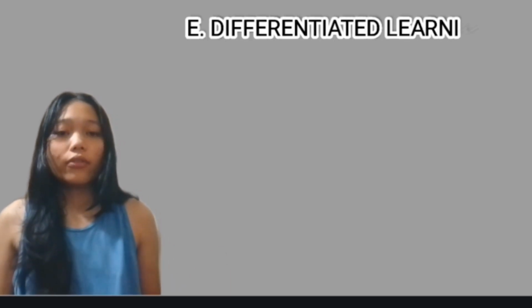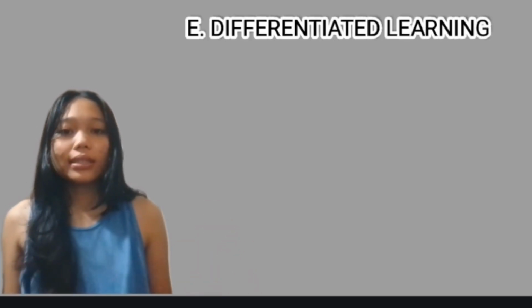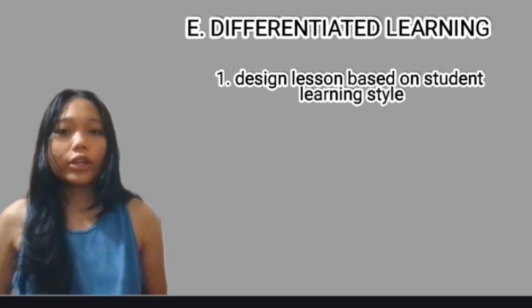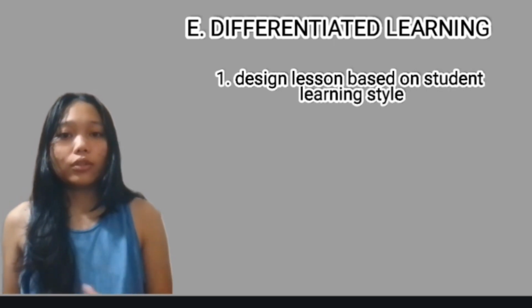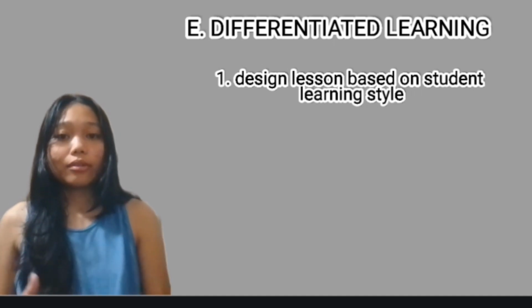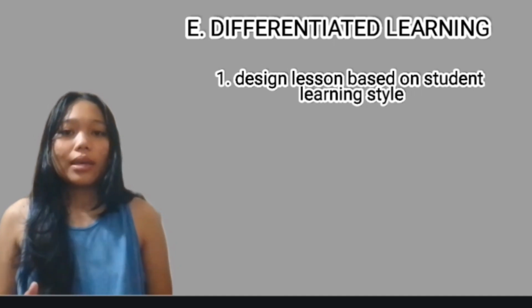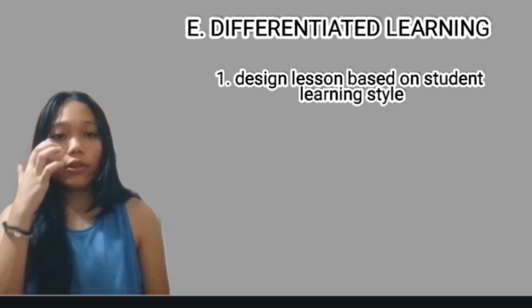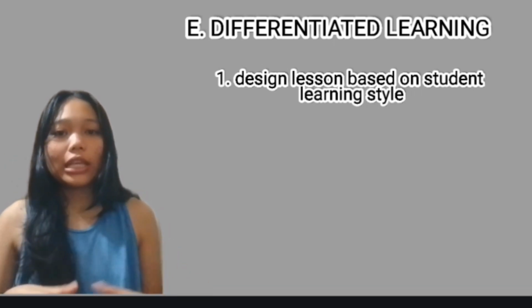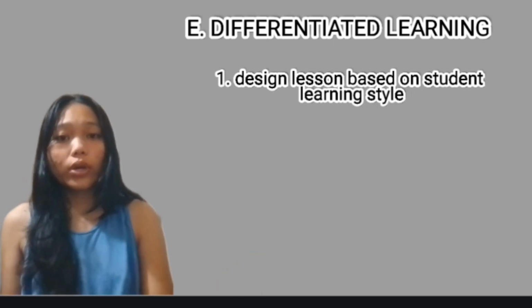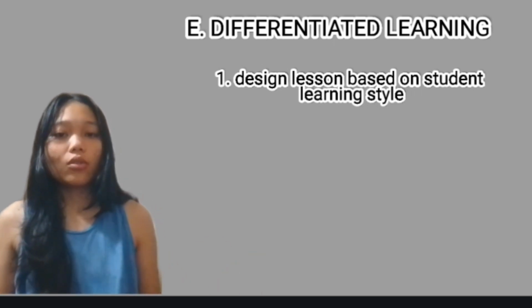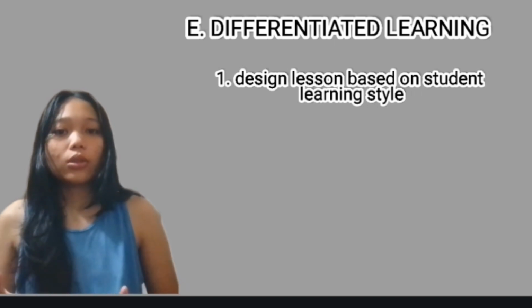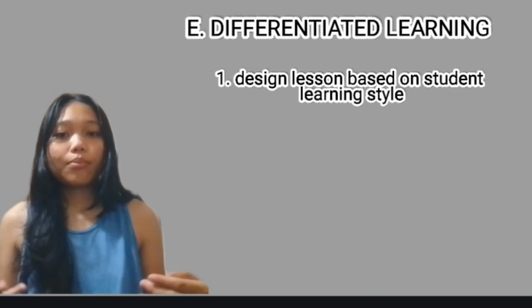So let's proceed to the last part of our topic, which is the letter A, differentiated learning. For the number one, design lesson based on student learning style. To design a lesson based on student learning styles means to teach in a way that works best for each student. This might include using different activities like group work, individual projects, or hands-on experiments to cater to various learning preferences.